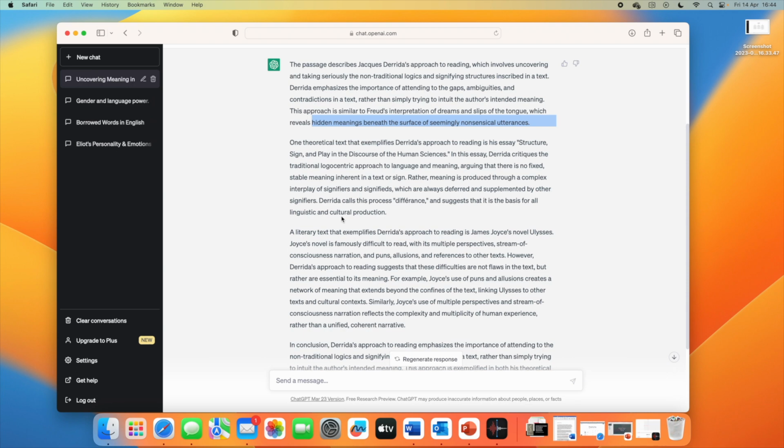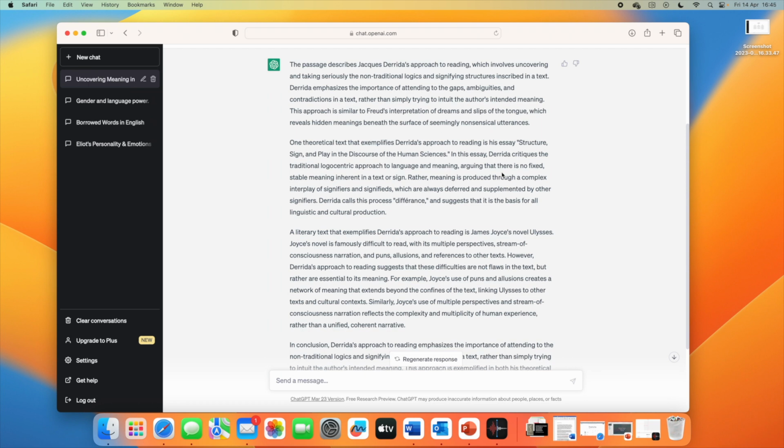Okay, one theoretical text that exemplifies Derrida's approach to reading is his essay, Structure, Sign, and Play in the Discourse of the Human Sciences. Fantastic. I've read that text already. I have that summary. I could use that. But if I hadn't, then we've got a description of what that essay is about. He critiques the traditional logocentric approach to language and meaning, arguing that there is no fixed stable meaning inherent in text or sign. Rather, meaning is produced through a complex interplay of signifiers and signifieds.